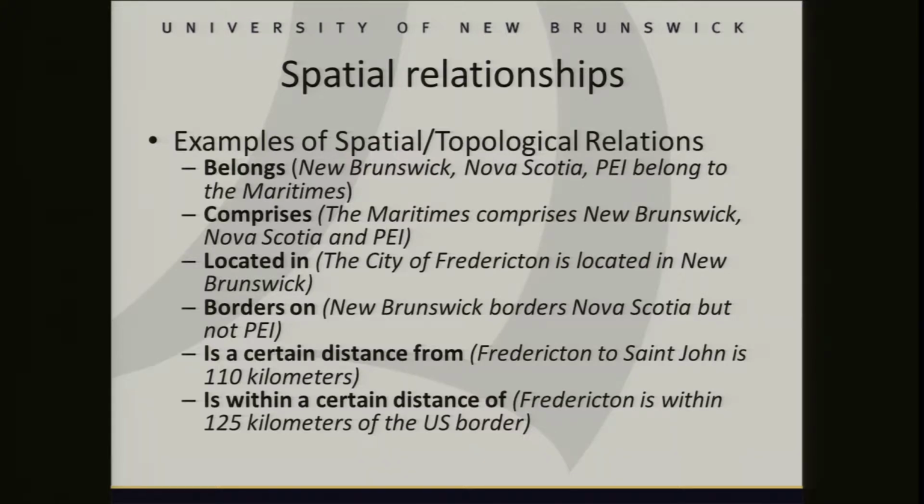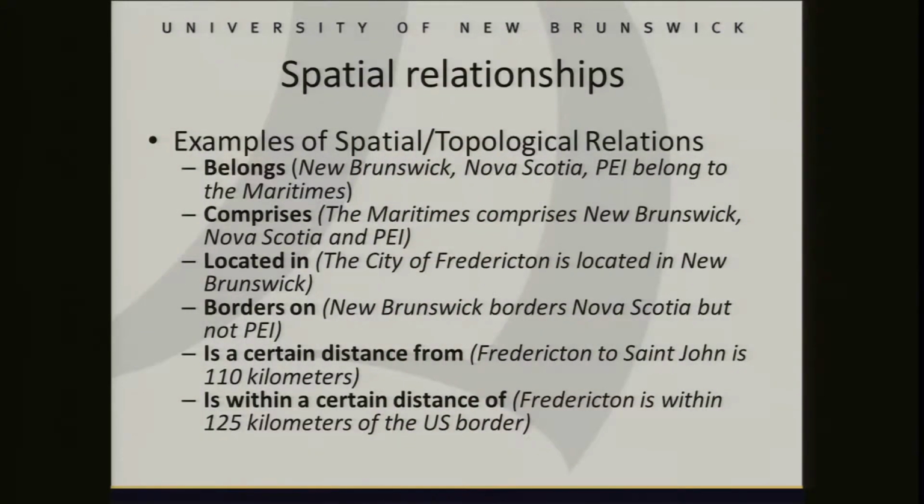So some of the spatial topological relationships that we use in our everyday language, but we don't necessarily think of as a geographic thing. So, you know, belongs. New Brunswick, Nova Scotia, and PEI belong to the Maritimes, right? The Maritimes are comprised of New Brunswick, Nova Scotia, and PEI, right? So these are spatial relationships. The spatial entity called the Maritimes is comprised of these three geographic entities, which are political, administrative, but they exist in space. The city of Fredericton is located in New Brunswick.